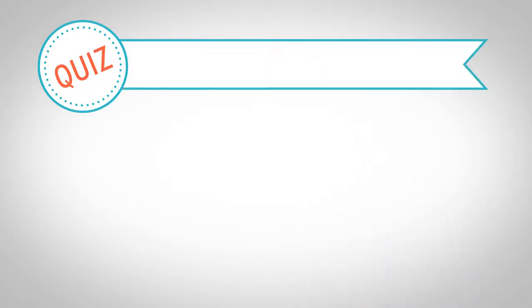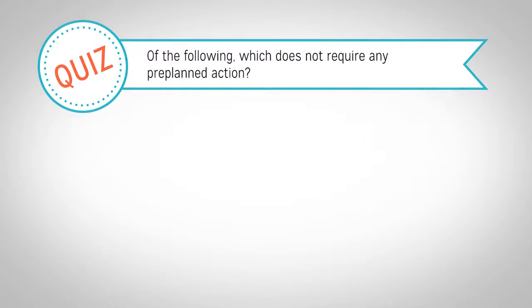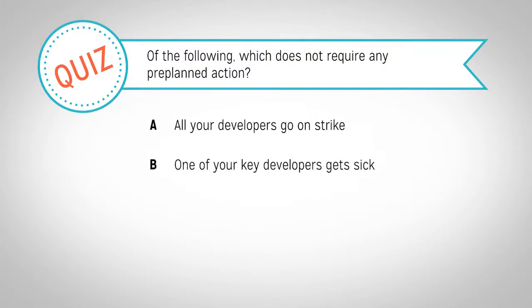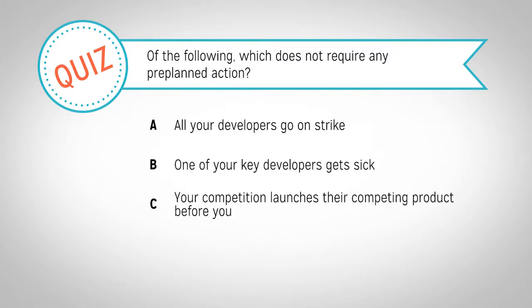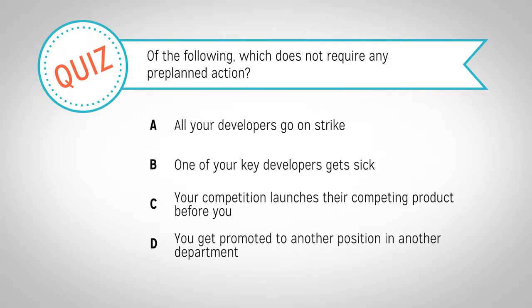You're a project manager for a software company which is renowned for its employee health, an award won primarily because of your fantastic management style. Of the following, which does not require any pre-planned action? A. All your developers go on strike. B. One of your key developers gets sick. C. Your competition launches their competing product before you do. D. You get promoted to another position in another department.